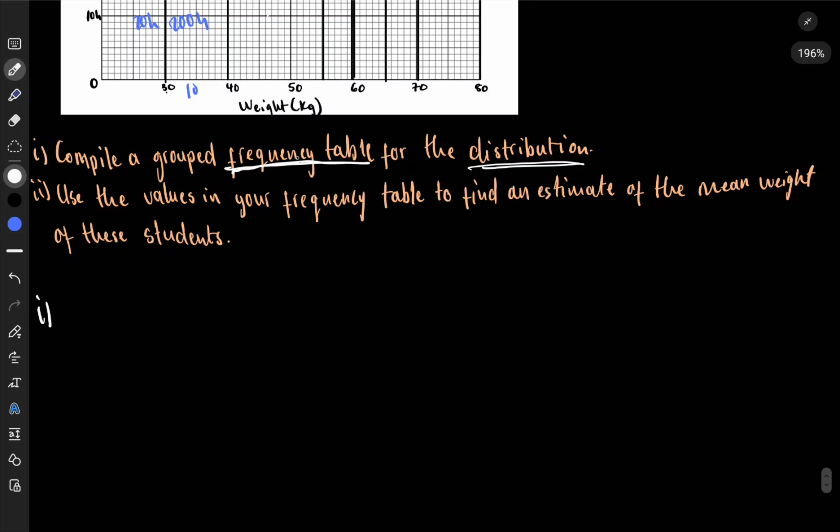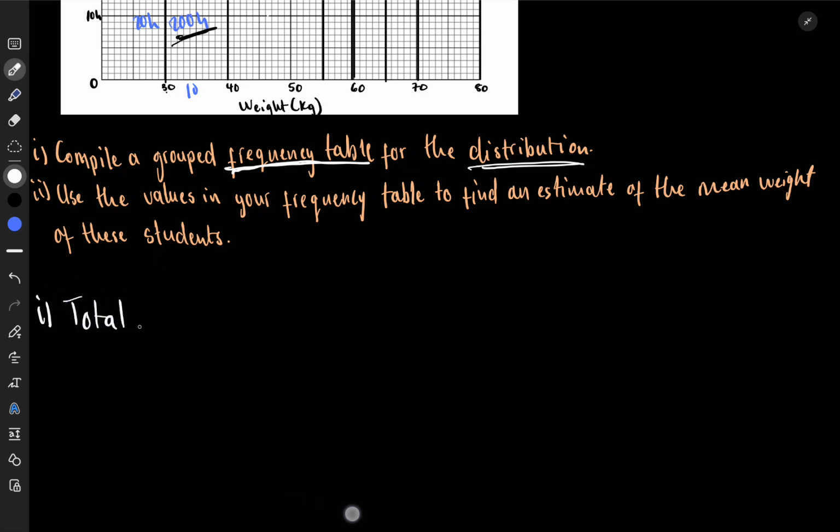We want to find the frequency table. We want to find the frequencies. We want to be able to know them, and for us to know them, we need to know what H is, because I know my frequency is 200H, but I need to know what H is. So let's go ahead. I know the total frequency.